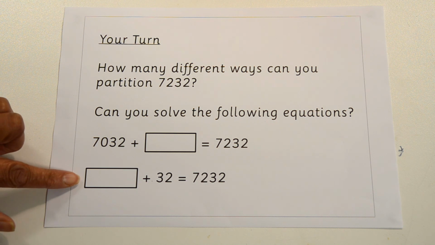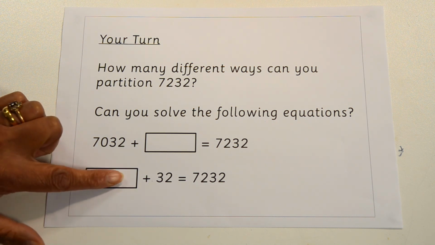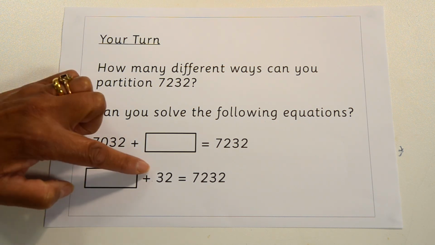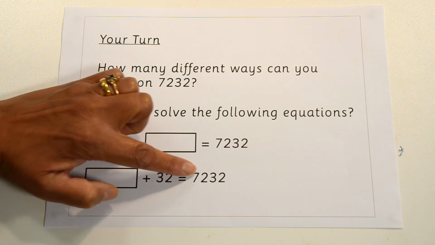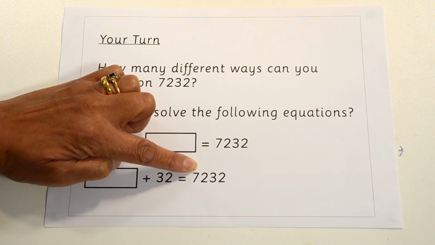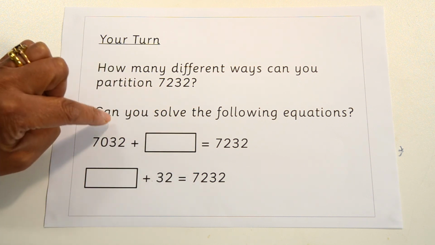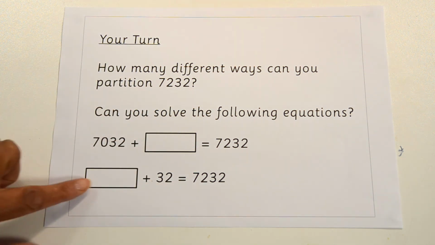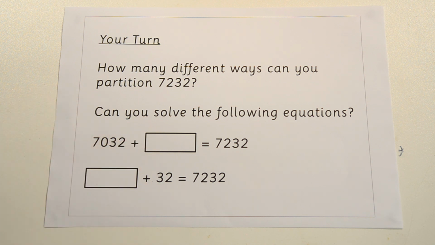Let's have a look at the next one. We have a missing part here, plus 32. And the total here that equals 7,232. Can you partition this number to find the missing part?